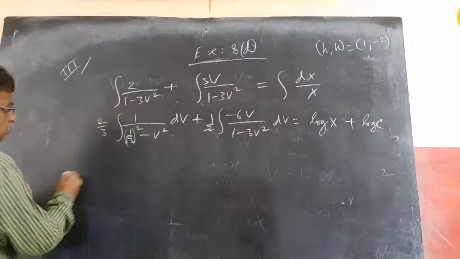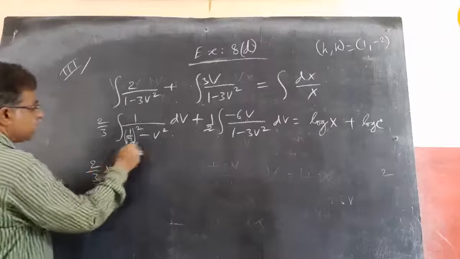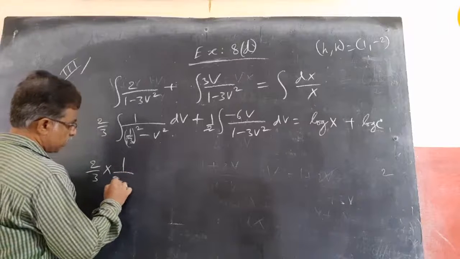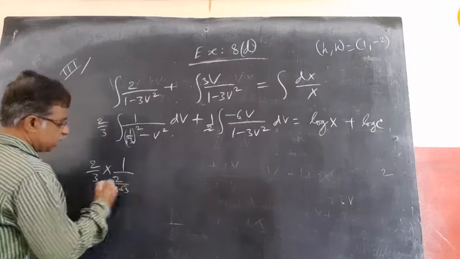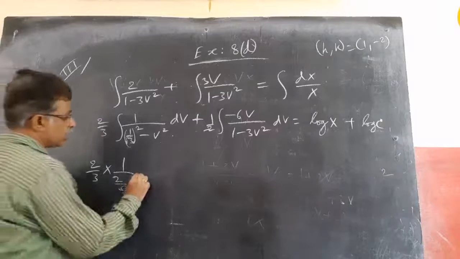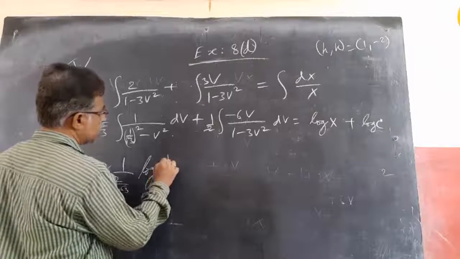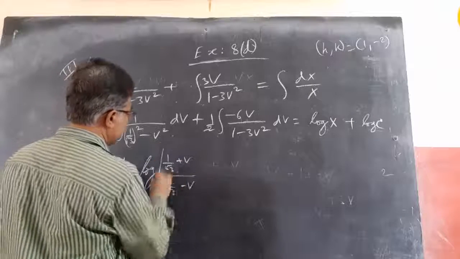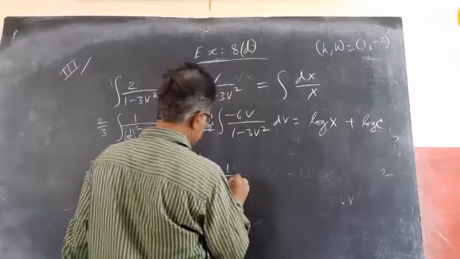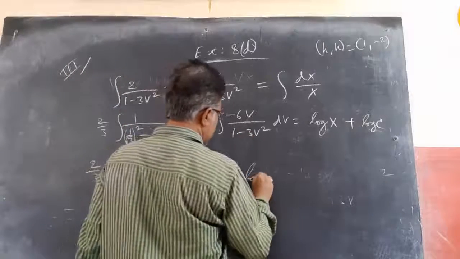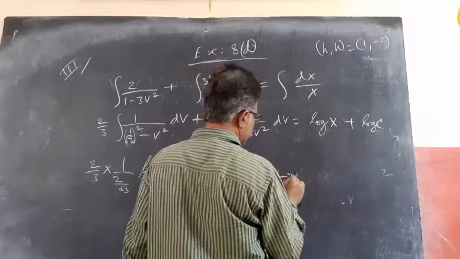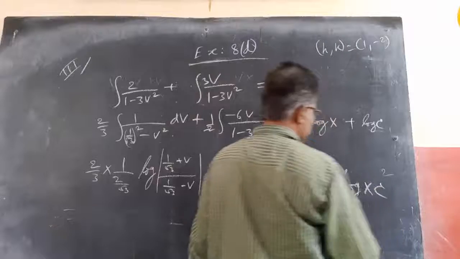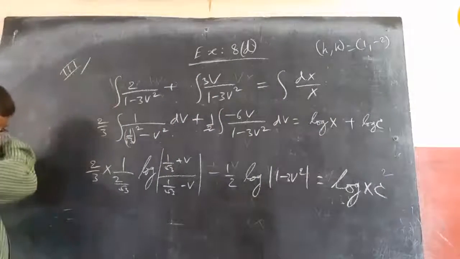Now this is 2 by 3 into 1 by a square minus x square, 1 by 2a, that is 1 by 2 into 1 by root 3. So 2 by root 3, 1 by 2a, log mod of a plus x by a minus x, that is 1 by root 3 plus v by 1 by root 3 minus v. Minus 1 by 2 into f dash x by fx, log mod fx, log mod 1 minus 3v square, equal to log x into c. So log x plus log c is log of x into c I can write.